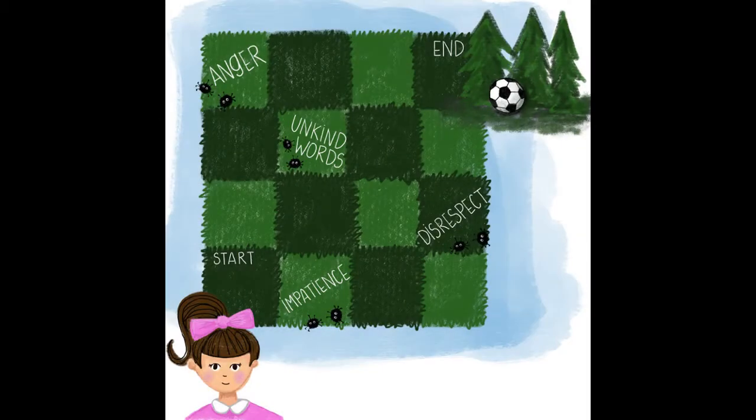Can you help code Ada to the soccer ball so she can return it to her friends and apologize? This is a great place to pause the video right now to see if you can find the answer for yourself. There are at least two different options for this particular puzzle.